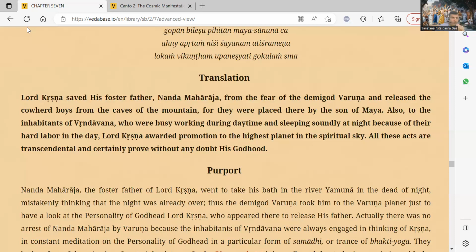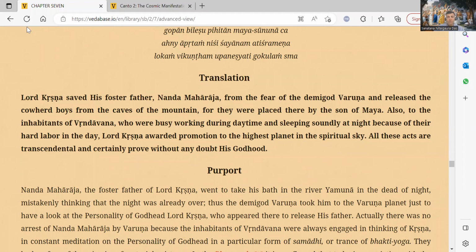Okay? We'll continue. Lord Krishna saved his foster father Nanda Maharaj from the fear of the demigod Varuna and released the cowherd boys from the caves of the mountain, for they were placed there by the son of Maya. Also, to the inhabitants of Vrindavan who were busy working during daytime and sleeping soundly at night because of their hard labor in the day, Lord Krishna awarded promotion to the highest planet in the spiritual sky. All these acts are transcendental and certainly prove without any doubt his godhood. Okay, again re-establishing the godhood position of the Supreme Lord.